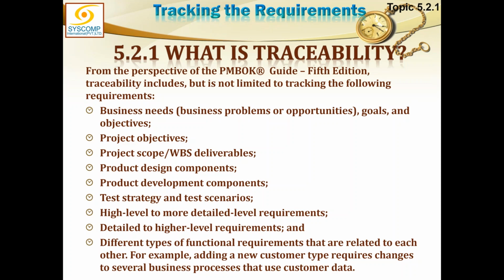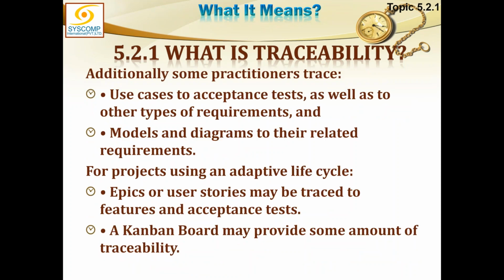For example, adding a new customer type requires changes to several business processes that use customer data. So if there is any change in any one of these items, there will be a ripple effect forward as well as backward. So that is all we need to look at when we are tracing a requirement. Additionally, some practitioners trace the use cases to acceptance tests as well as to other types of requirements and models and diagrams to the related requirements.